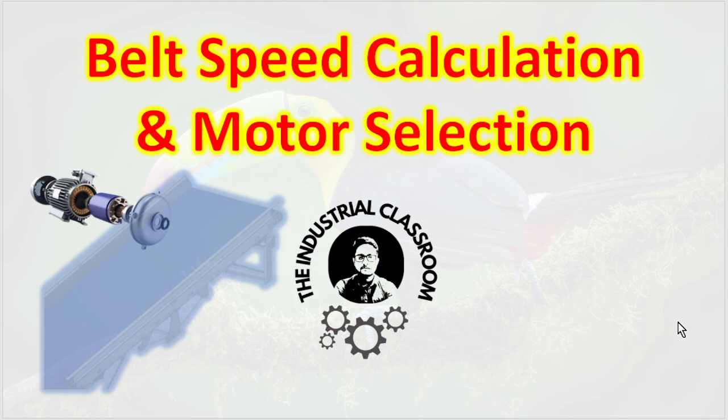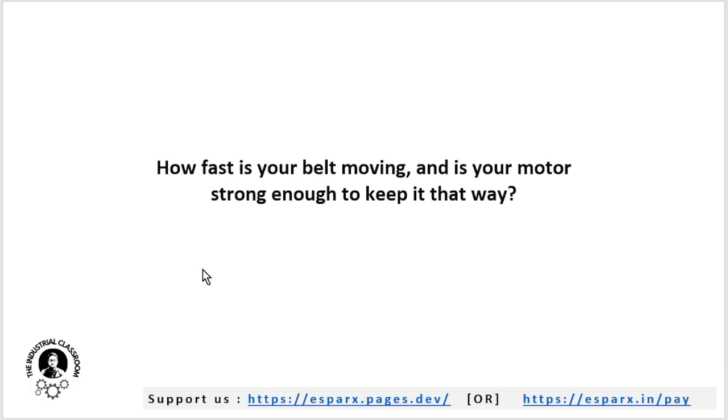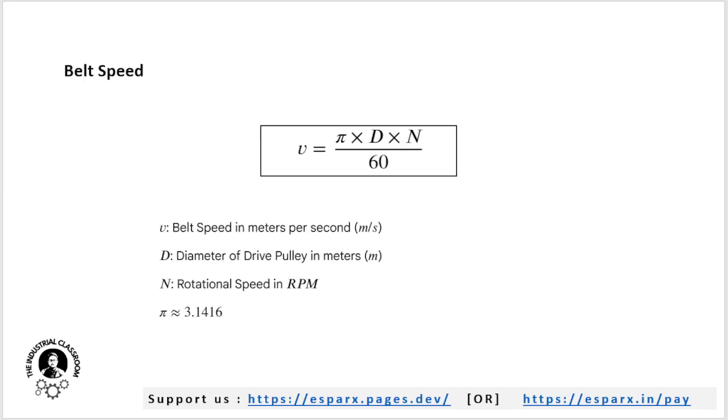Whenever we are diving into belt speed calculation and how that speed dictates your motor selection, if you are an engineer or plant operator, getting this math wrong means burning out your motors or shredding your belts. Now, how fast is your belt moving, and is your motor strong enough to keep it that way? First, let us come to the calculation of the linear speed.